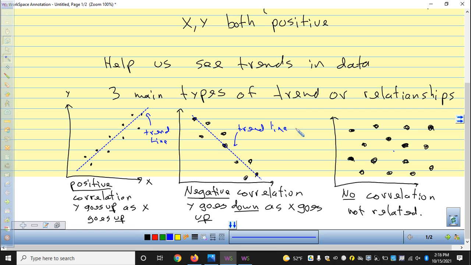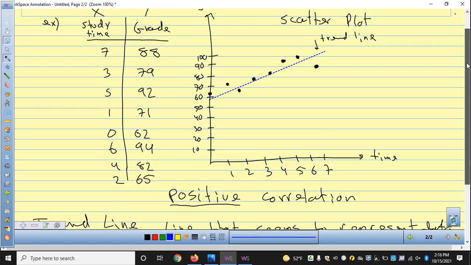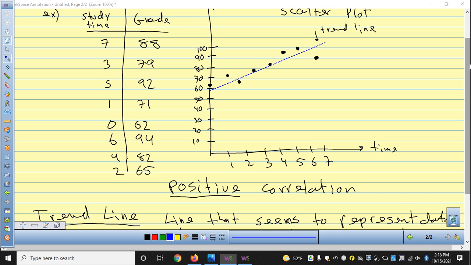So the trend line is close to most of the points. It seems to represent generally what the data is doing. All right, so does it make sense what we mean by a trend line? All right, so let's look at how we find a trend line from a set of data.